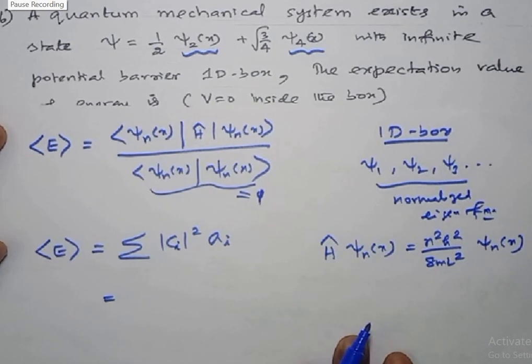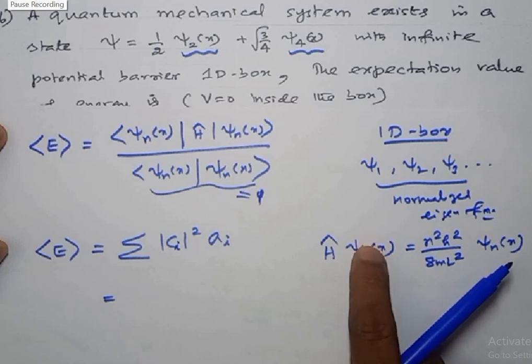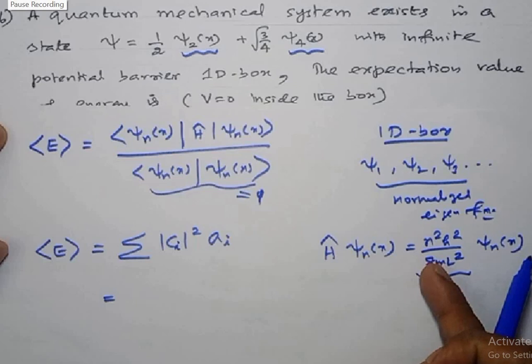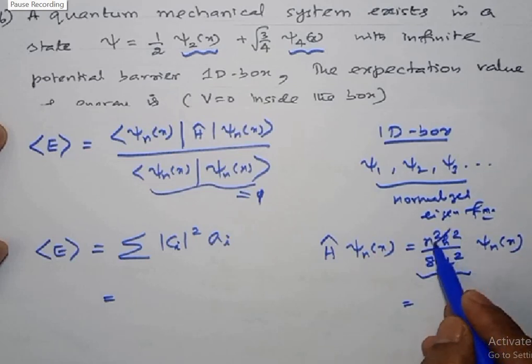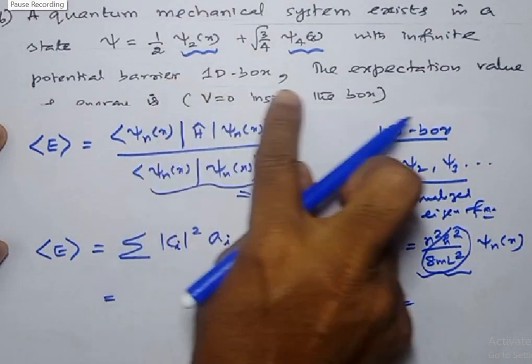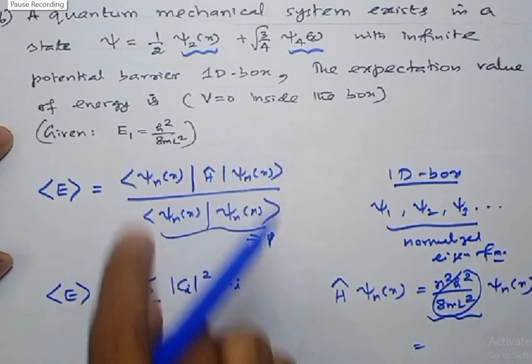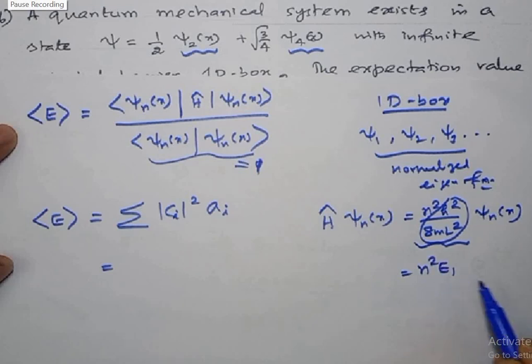Observe carefully, if you apply the Hamiltonian operator on the nth state wave function of a particle in a 1D box, we'll get this eigenvalue. The Hamiltonian operator gives an energy eigenvalue, correct? This is the energy formula times the same function. Now this quantity h square by 8ml square is given as E1, the energy of the ground state. In the question it is given as E1. So I'll take this simply as n square into E1 psi n of x.